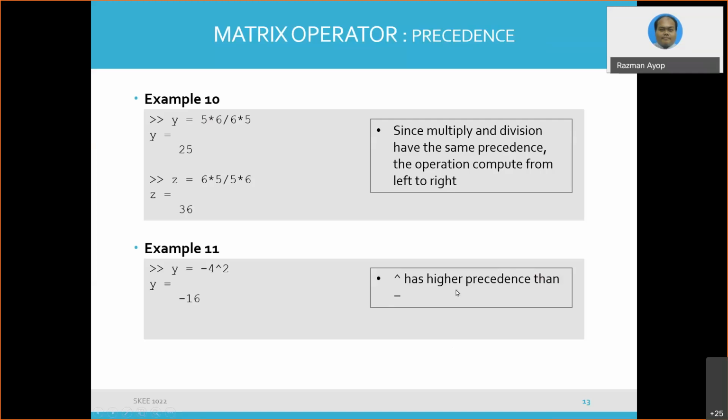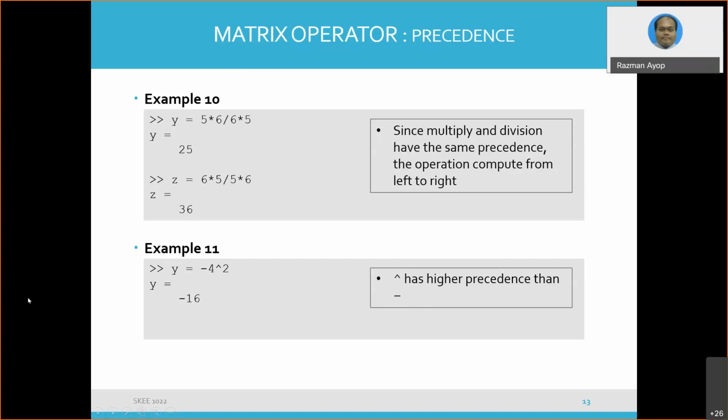Okay, so for this, power of has the higher number. So this one is also the same. Power of has higher precedence than negative. So it will be done for power of 2 first, and then multiplied by negative. So you get negative 16. Okay, so be careful.